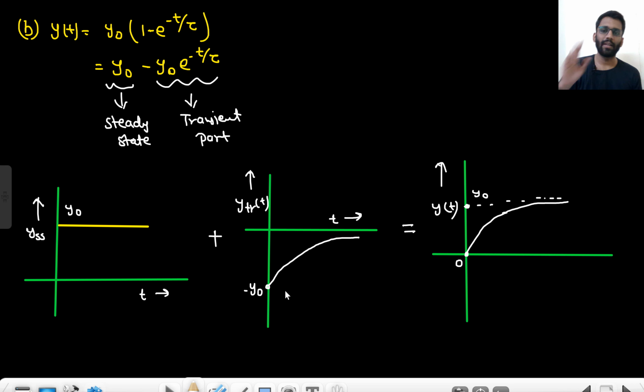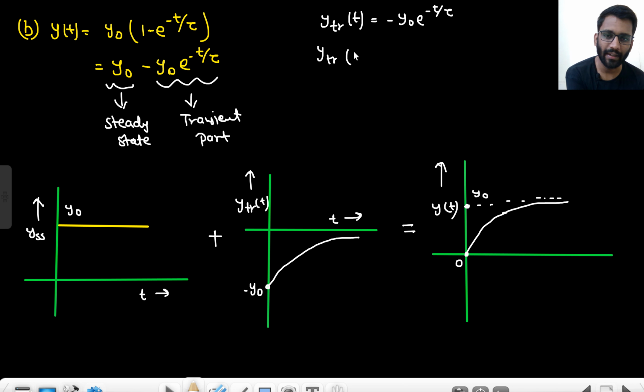Now tell me, what is y transient? Here your y transient part is minus y naught e to the power minus t upon tau. So what is the value of the transient part at t equals tau? It will be minus y naught e to the power minus 1. That means 0.37 of y naught. Let's just call this time tau.